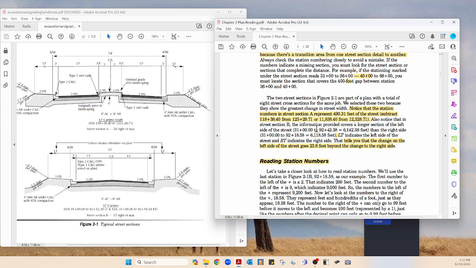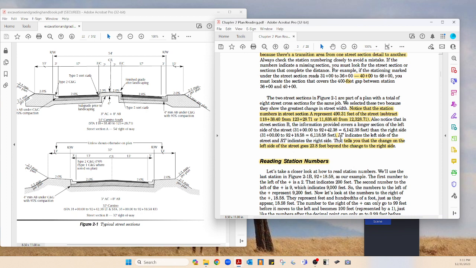Also notice that in street section B, the information provided covers a longer section on the left, and it shows you 3,100. If you look over there, you'll see that 3,100 to 92 subtracted from 9,242 and 3,800 equals 6,142 and 3,800 feet. That much further than the right side, which is 3,100 from 1858. That's 6,118 feet and 5,800 feet.